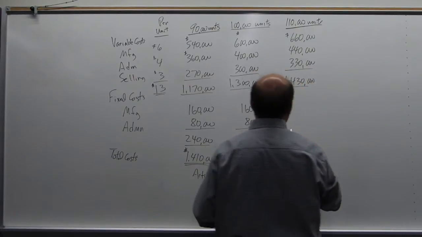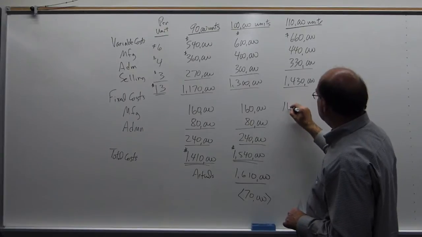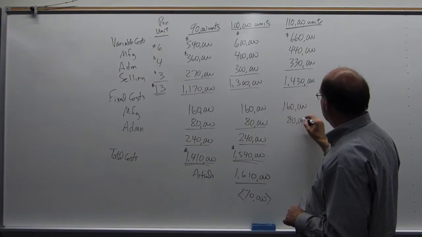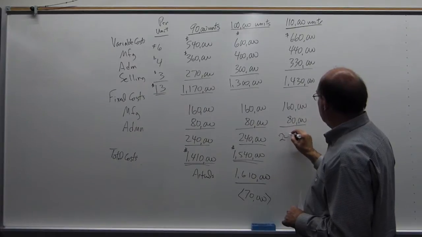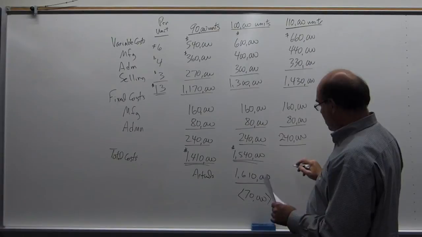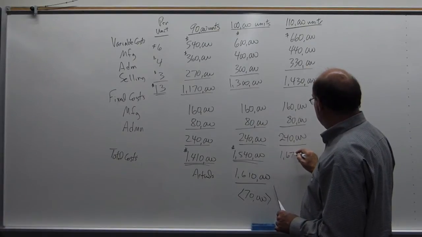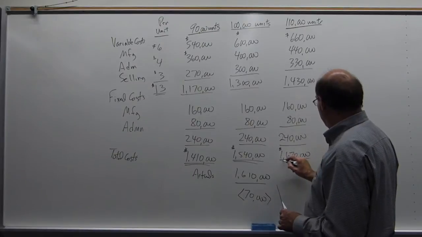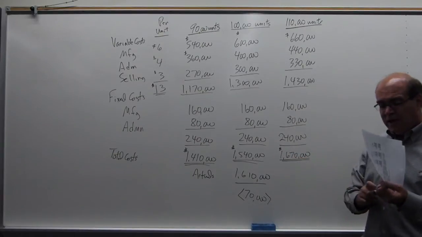And then again, my fixed costs, they don't change, right? They stay the same. 160, 80. So it's 240. Those don't change for any level. And I add that up, that gives me 1,670,000. So that's what a flexible budget is.